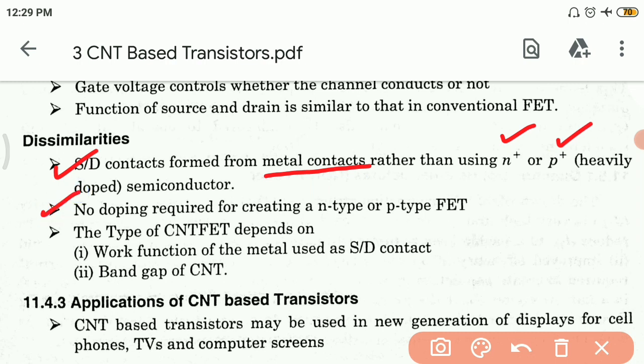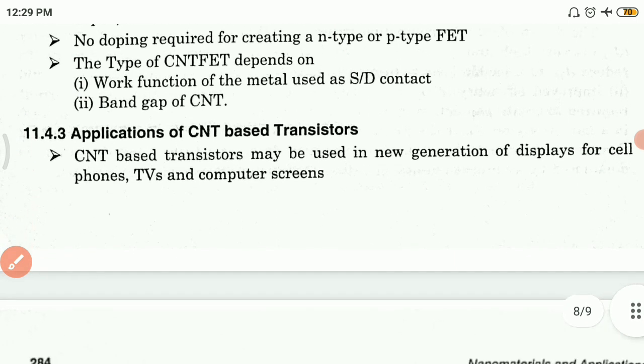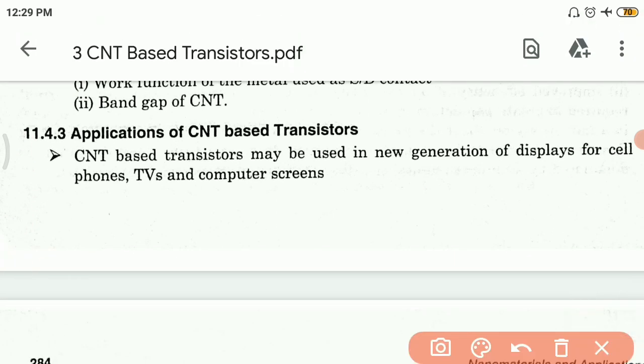Then no doping required for creating N type or P type FET. Then the type of CNT FET depends on number one, working function of the metal which is used as the source to drain contact, and number two, the band gap of the CNT. Okay, then finally the application of CNT based transistor. Okay, this is also very important.